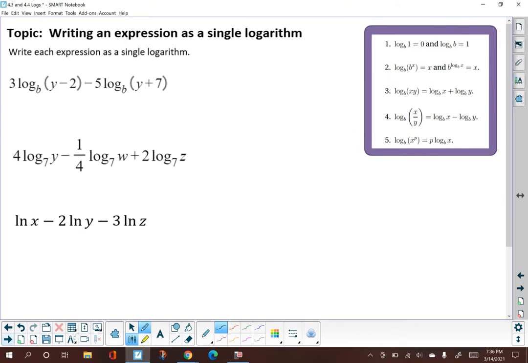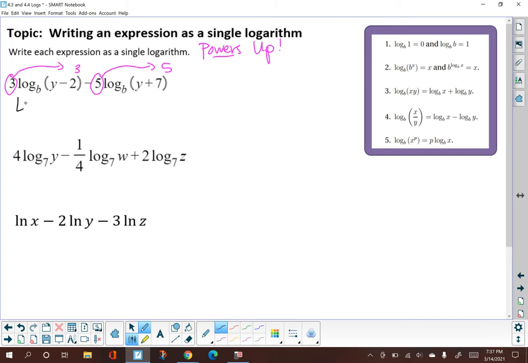Our last topic says writing an expression as a single logarithm. This is sometimes called condensing. So when you're condensing, the first thing I usually look for is powers, and the powers show up as coefficients. So the first thing I like to do is bring my powers up. So that's going to be a third power here, and this is going to be a fifth power.